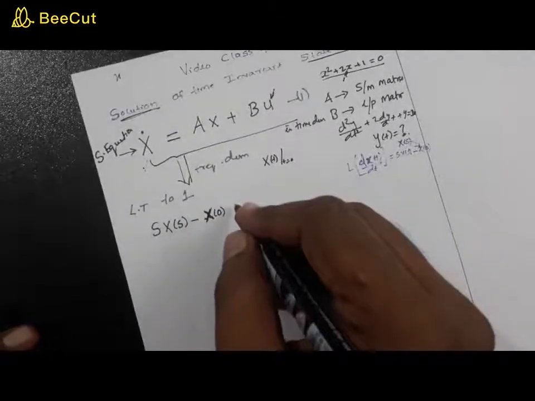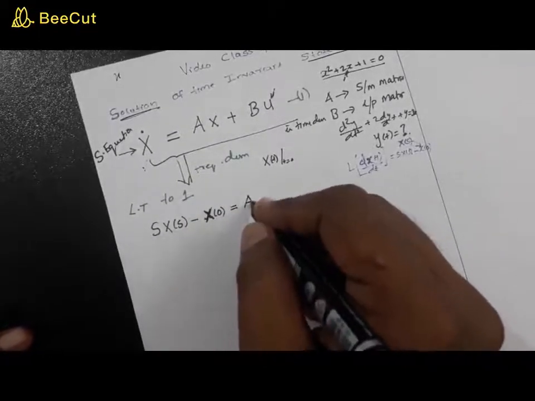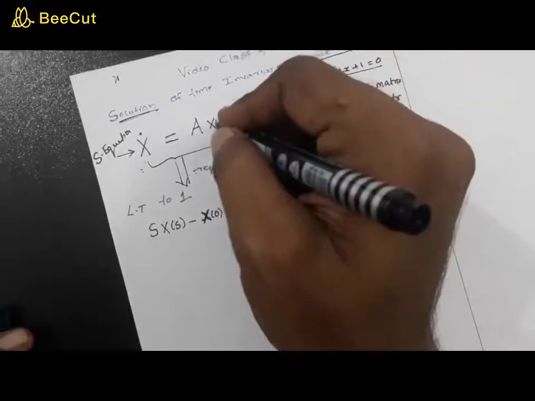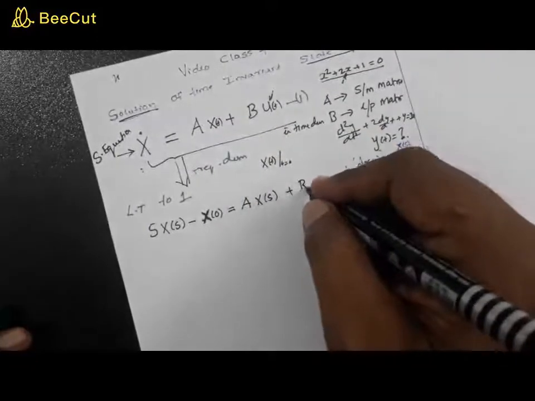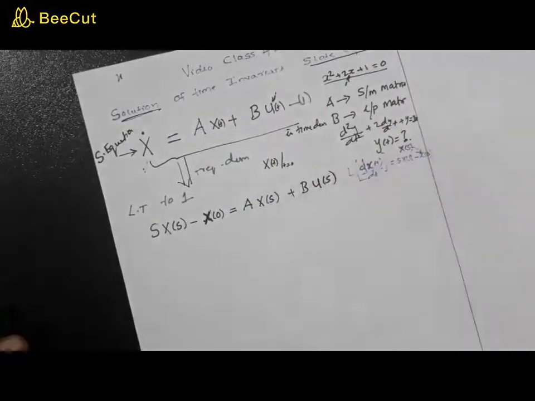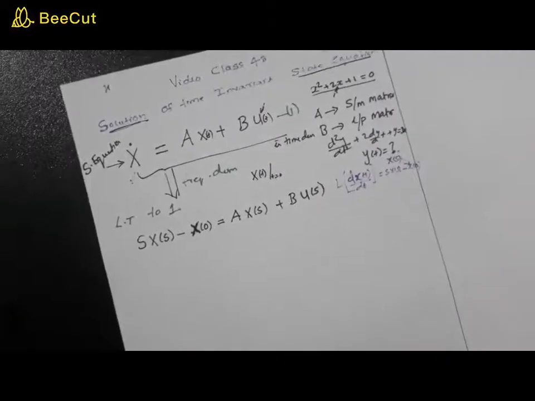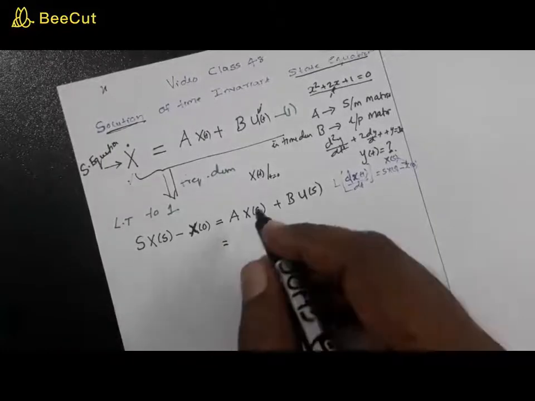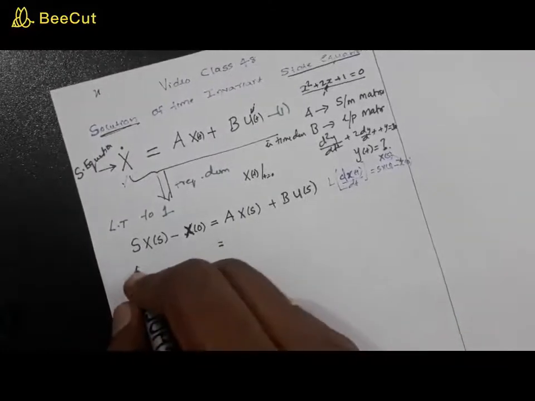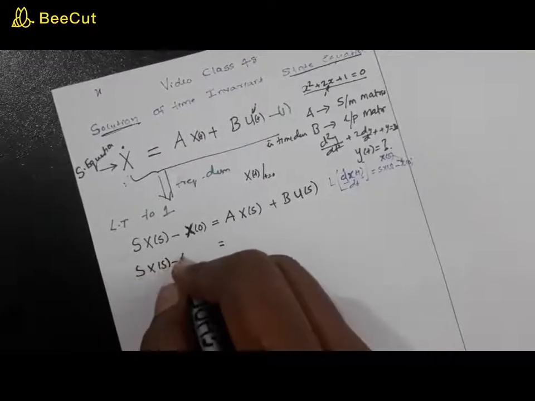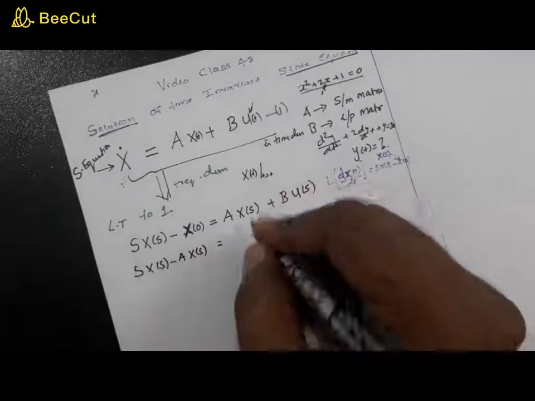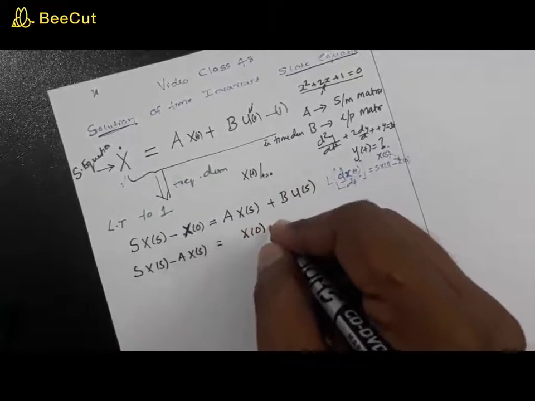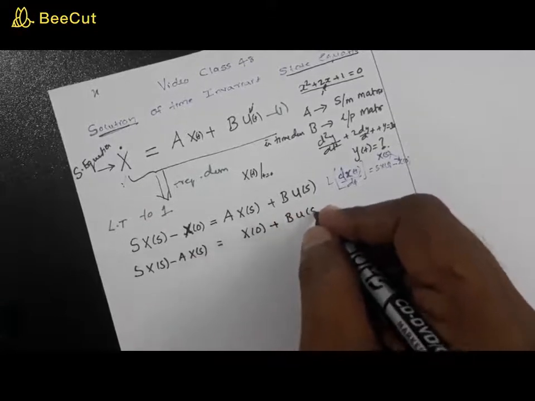So s into x of s is equal to a into x of s plus, this is also a time domain function, so this will be b into u of s, right? Now from this you can take this x of s to this side, so that this becomes s into x of s minus a into x of s is equal to x of 0, that is the initial state, plus b into u of s.